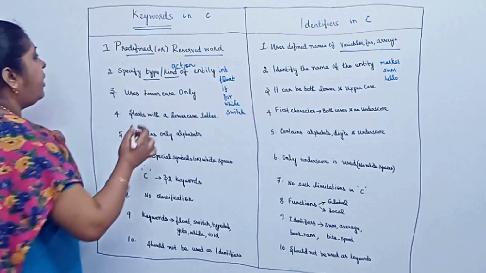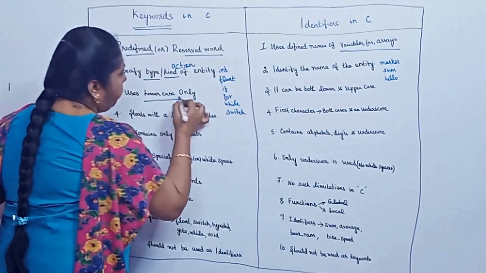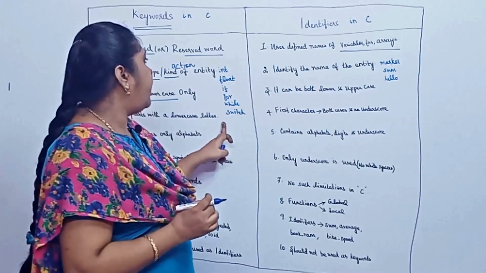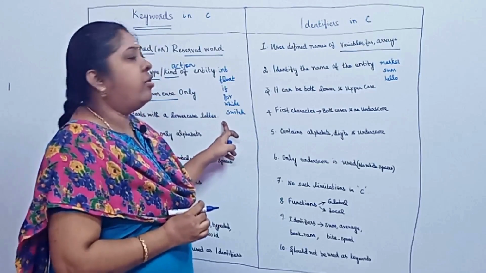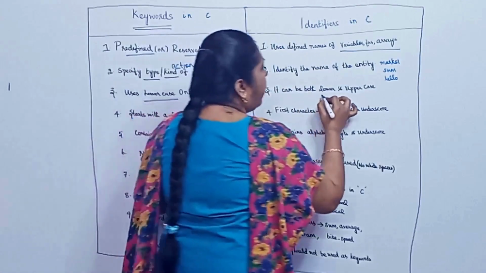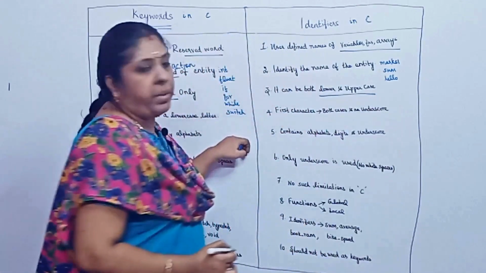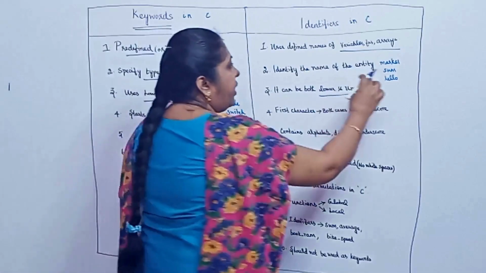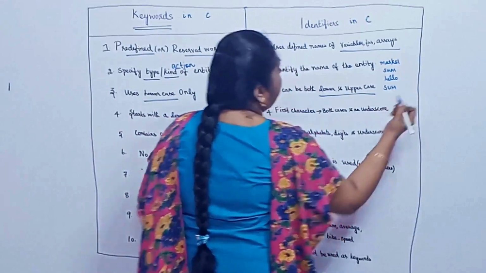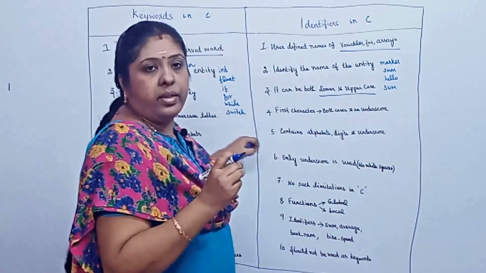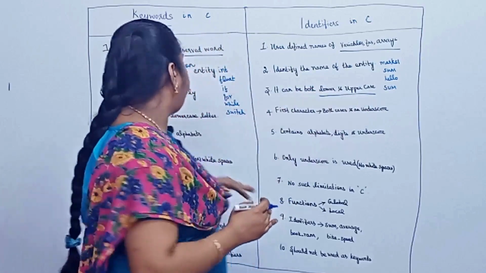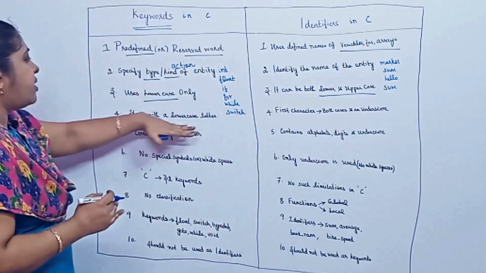And then the third one: keywords use lowercase only. Here everything is written in lowercase only. No uppercase is allowed here. In identifiers, it can be both lowercase as well as uppercase. That is, we can represent the same sum as capital uppercase. But most frequently we use only lowercase, but it accepts uppercase also.